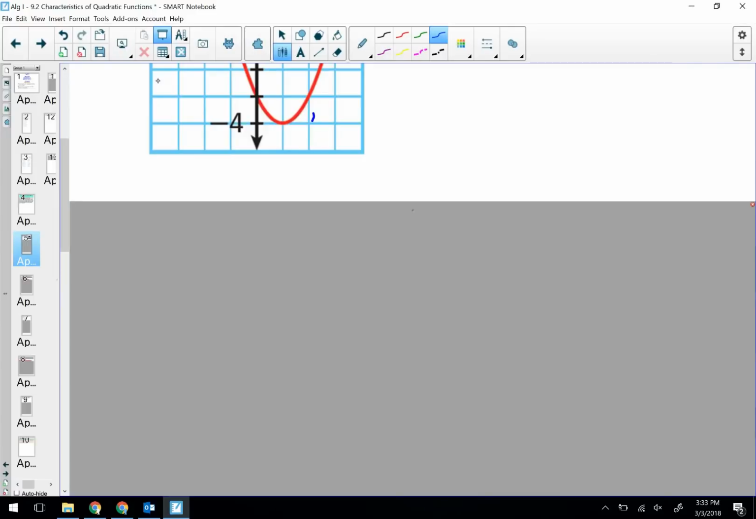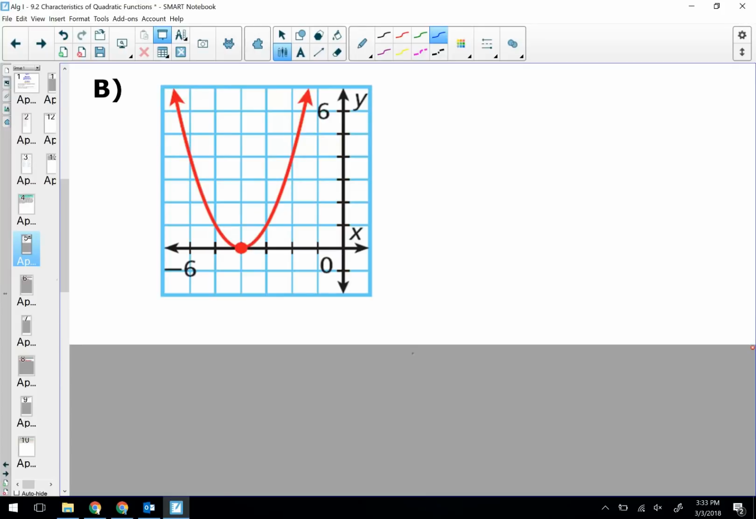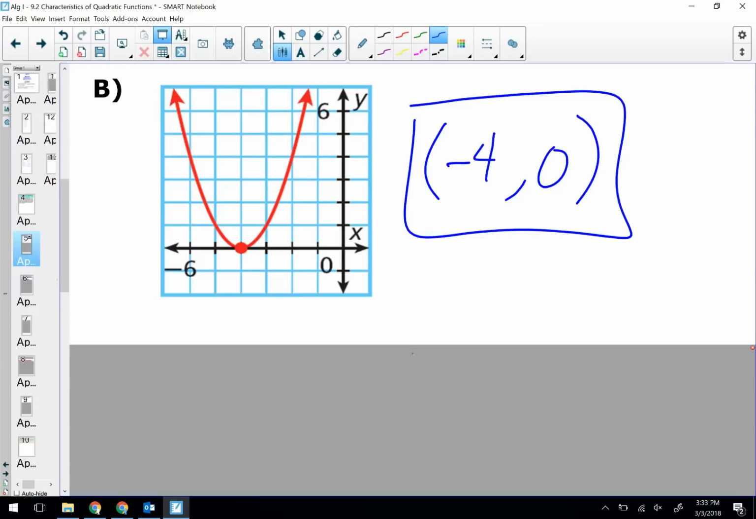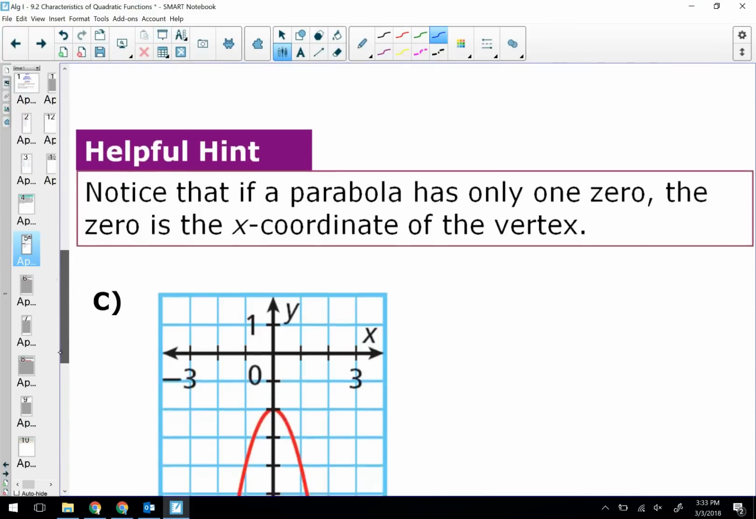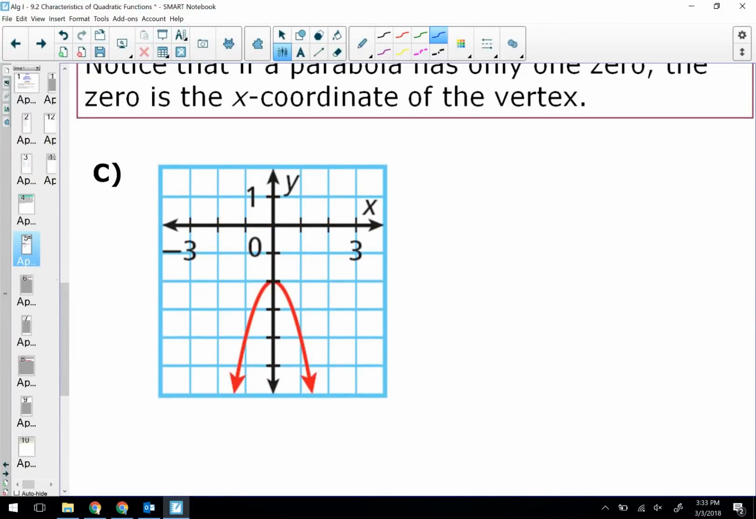Let's take a look at an example like this. This is an example where I'm only going to have 1 zero. Do you notice how the bottoming out point is touching the x-axis? So I really only have a zero at -3, 0. That's my zero of the function. Only 1, because the bottoming out point is sitting on the x-axis. Notice if a parabola has only 1 zero, it's on the vertex. The zero is the x-coordinate of the vertex.